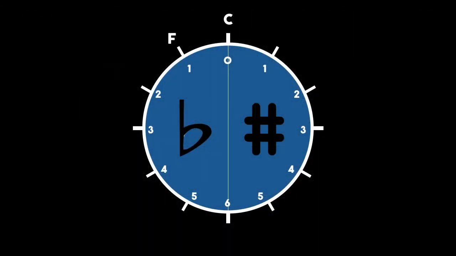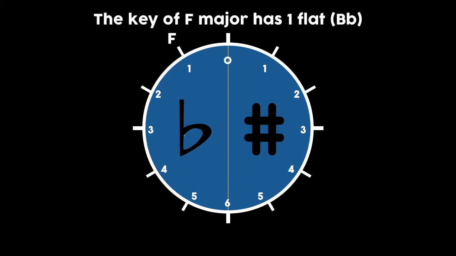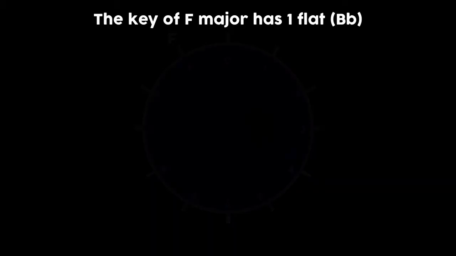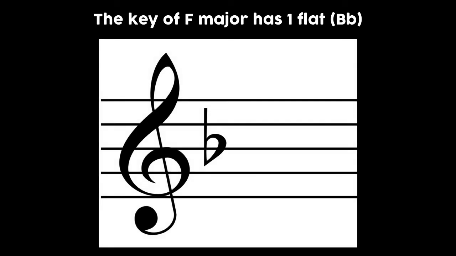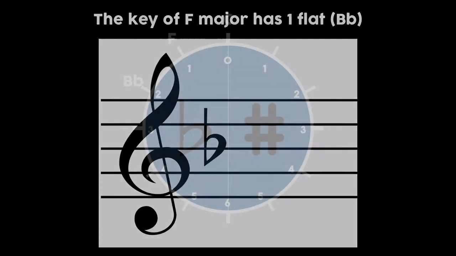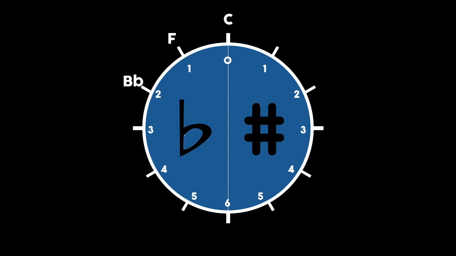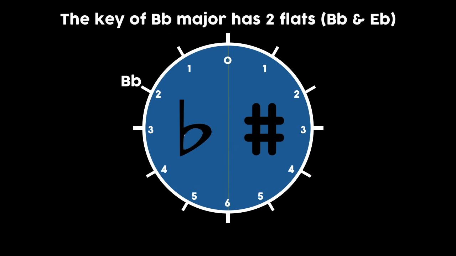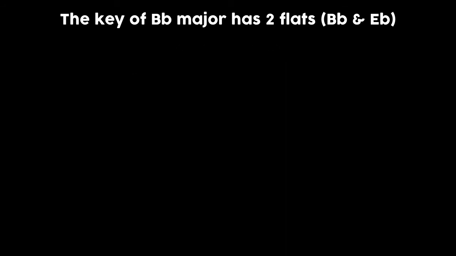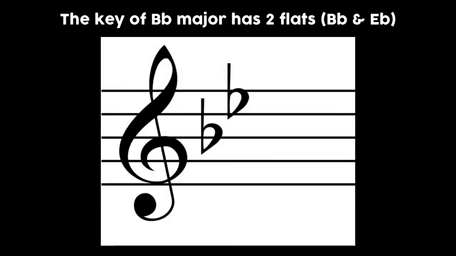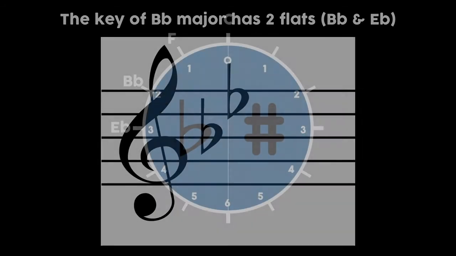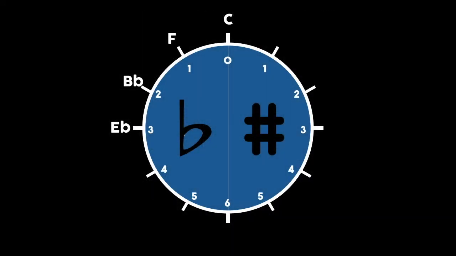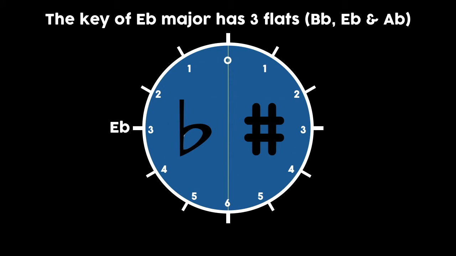Let's go to the flats. F major has just one flat, B flat. That's what its key signature looks like. B flat major has two flats, B flat and E flat. E flat major has three flats, B flat, E flat, and A flat.